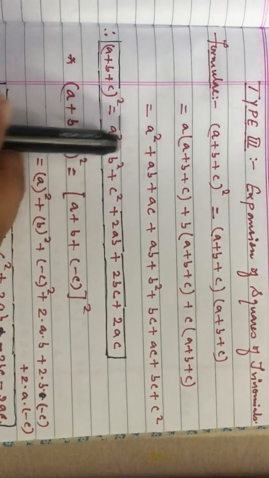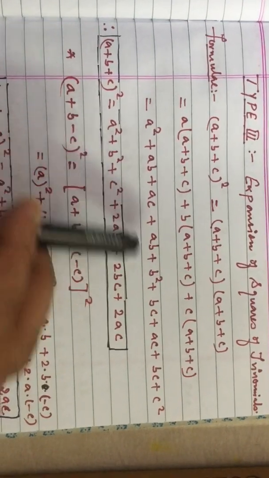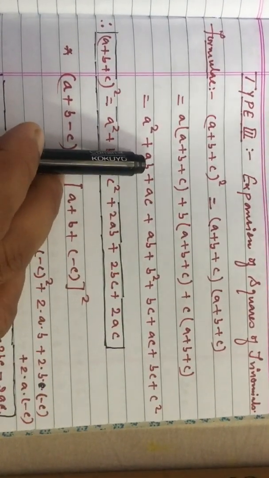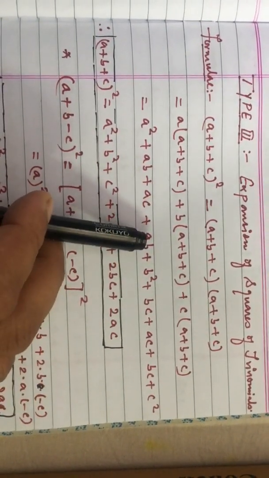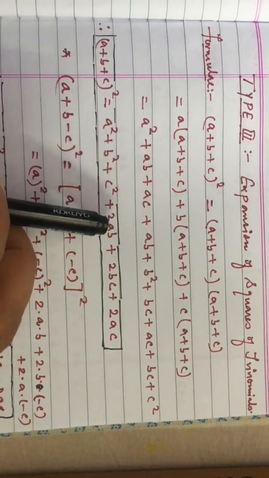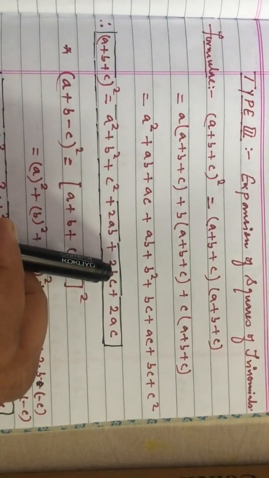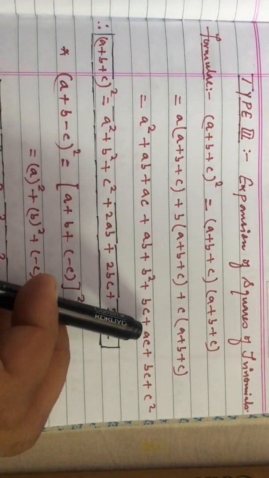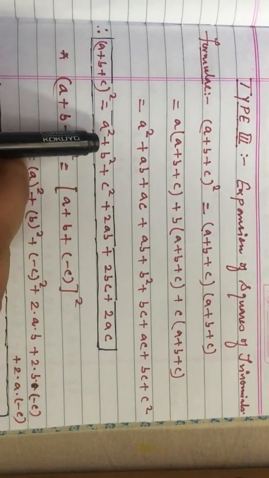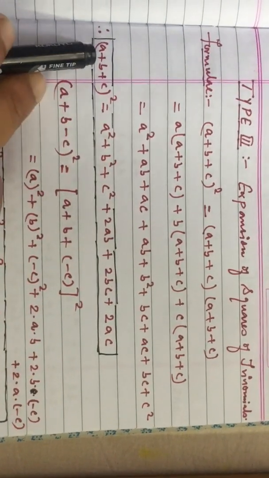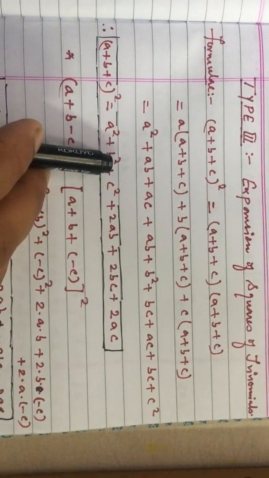Now a square, this b square, and this c square, ab and ab two times. So 1 ab and 1 ab, twice ab. 1 bc and 1 bc, twice bc. 1 ac and 1 ac, twice ac. So this is the expansion of a plus b plus c whole square.